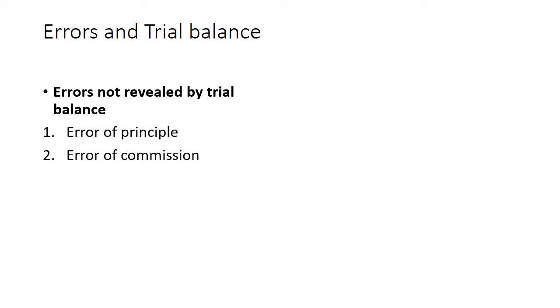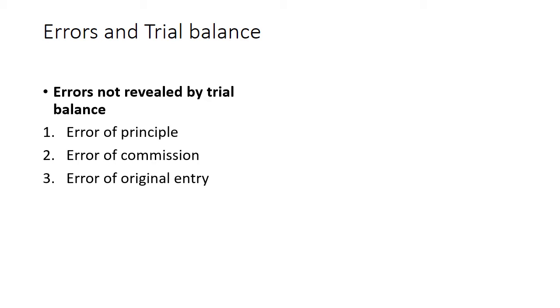The accounting heads of the accounts involved are of the same kind, but it's not the right one. For example, insurance expense recorded as fuel expense instead of the correct one. So this is called error of commission.